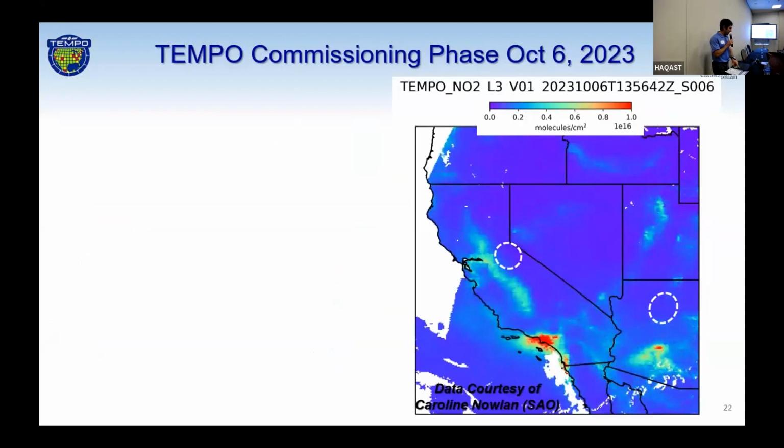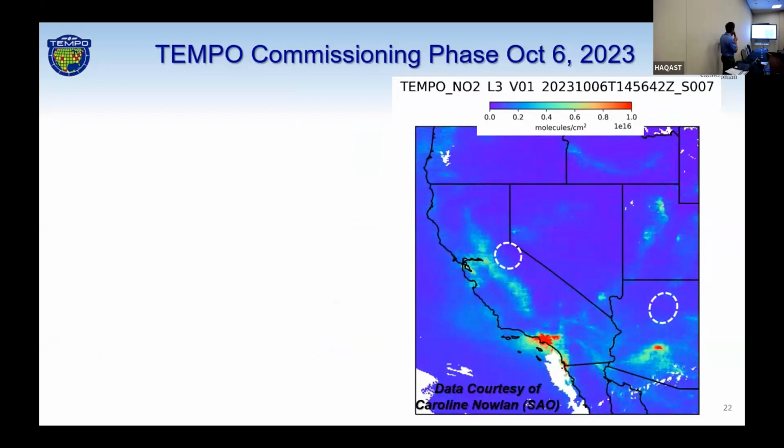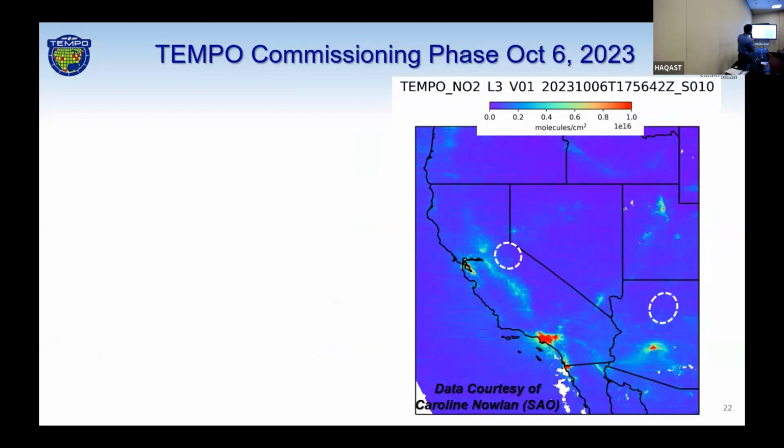More commissioning phase data here. This is hourly, zooming in. Again, tropospheric NO2 columns from TEMPO. This is from October 6th during our commissioning phase, pretty recently. I'm just looking at the diurnal daytime evolution, again, of NO2 over this US West area.